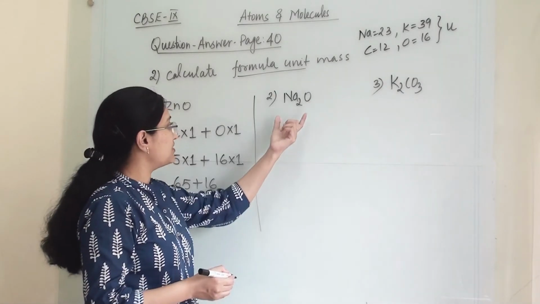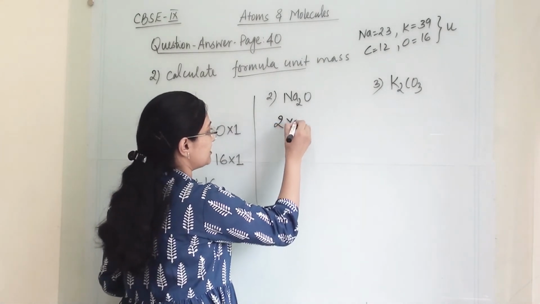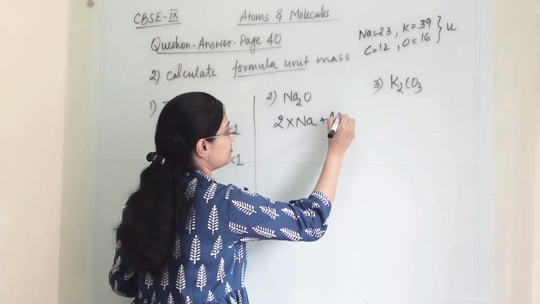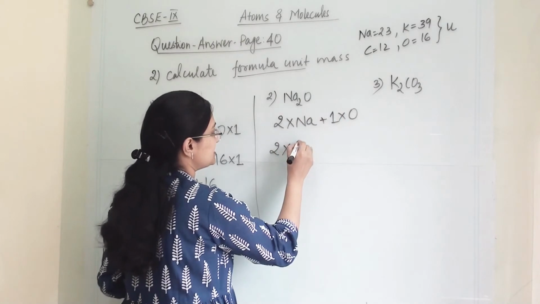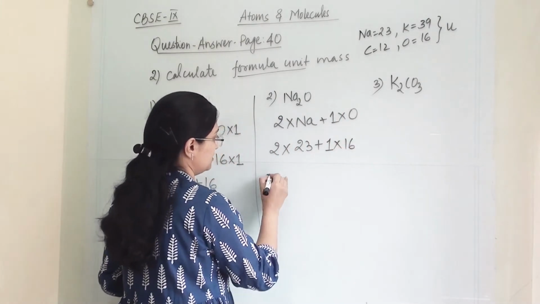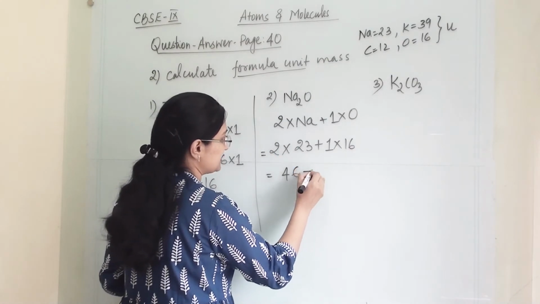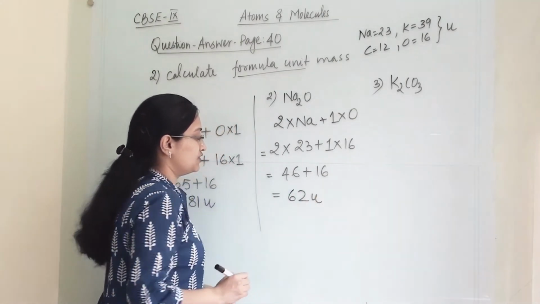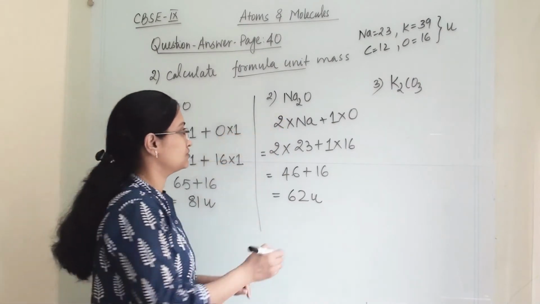Now the next compound is sodium oxide. In this 2 atoms of sodium are present and 1 atom of oxygen is present. So 2 into 23 plus 1 into 16. So the answer is 46 plus 16, 62 unit. So 62 is the formula unit mass for sodium oxide.